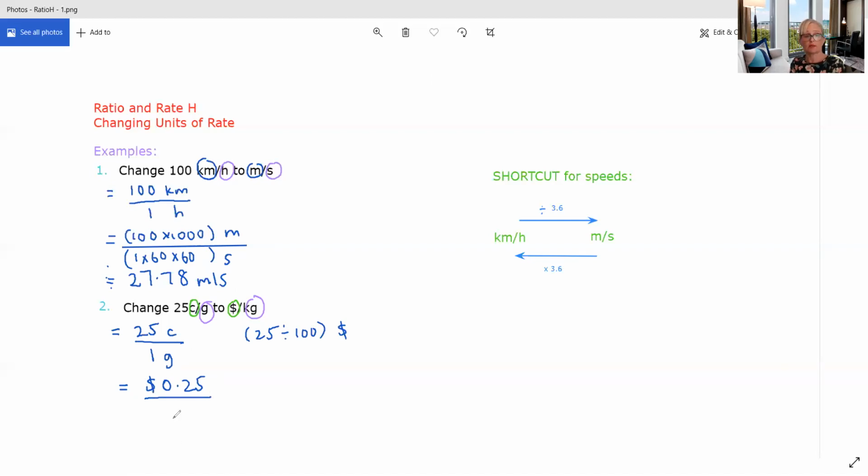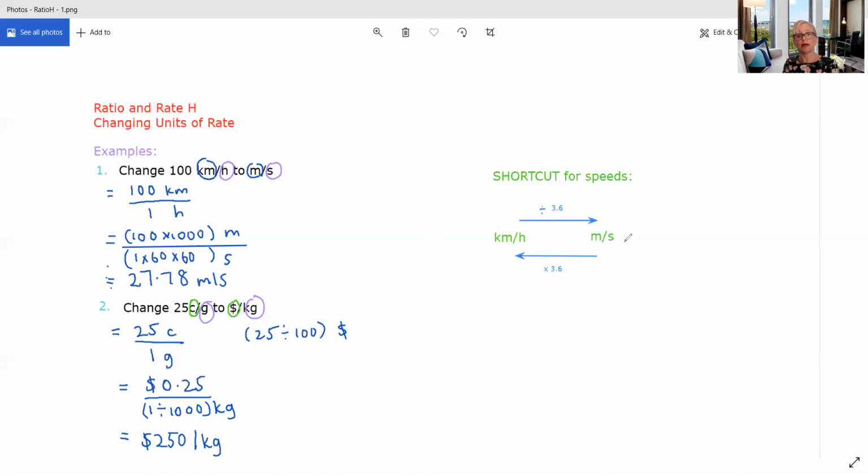Grams into kilograms. Well, there are 1,000 grams in a kilogram. So we're going to divide by 1,000 to work out how many kilograms we've got. What's going to happen is we're going to get 0.25 over 0.001. We're going to end up multiplying this by 1,000, which is going to give us $250 per kilogram, which is pretty expensive, not something that you would want to be buying on a daily basis.